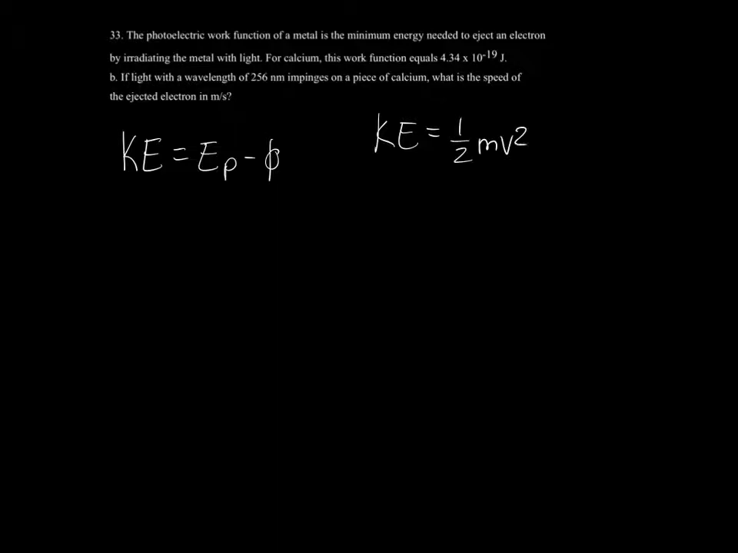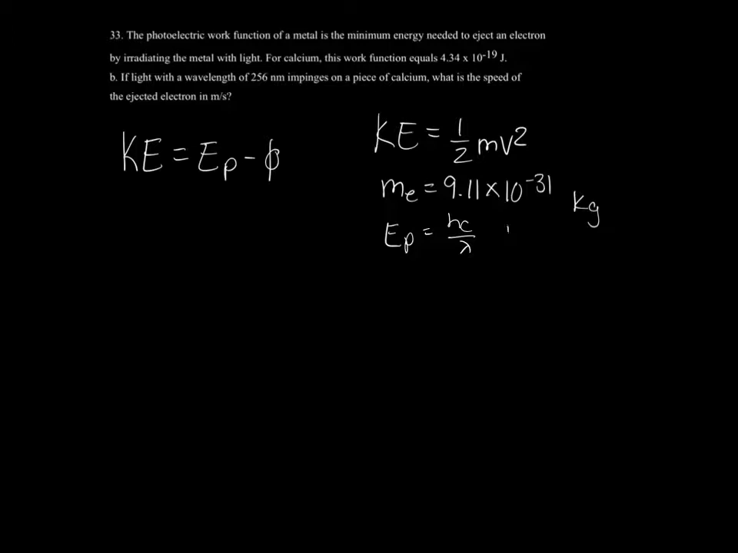M is the mass of an electron measured in kilograms, which equals 9.11 times 10 to the negative 31st kilograms. V is the speed of the electron, what we are finding, measured in meters per second. The tricky part of this equation is knowing the mass we want is of the electron and not the mass of the metal. We use the mass of the electron because we want the mass of the thing that is moving. The energy of the photon equals hc over lambda.